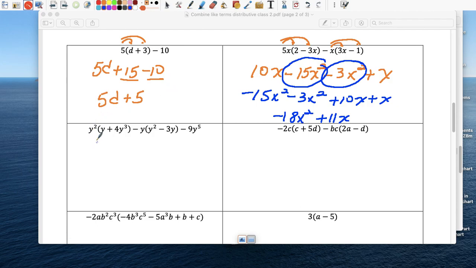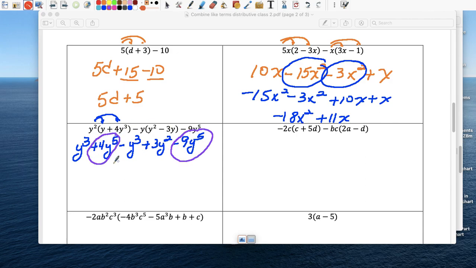Okay. This one, did we do this in class? Yeah. Y cubed, so again, multiply these two: y cubed plus 4y to the 5th power minus y cubed again plus 3y squared minus 9y to the 5th power. Combine the like terms, so there's a 5th power here and the 5th power here. These two is 4 minus 9, which is negative 5y to the 5th power. Positive y cubed and negative y cubed cancel each other. So we just write 3y squared. That's your final answer.